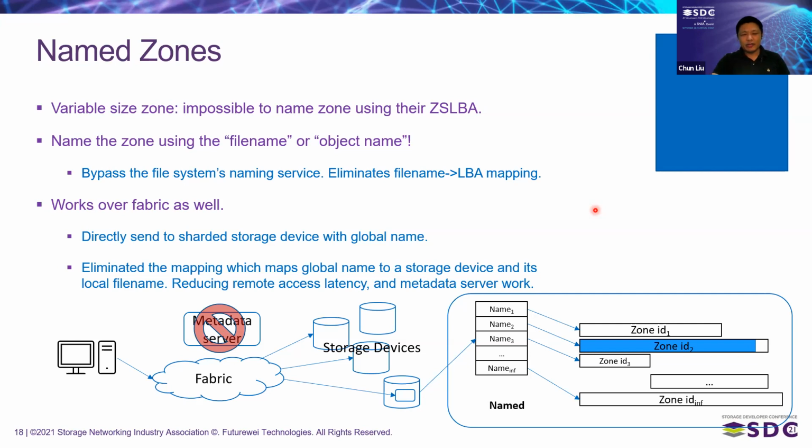In a distributed environment, we can choose a global name as a name for zones. This will eliminate the mapping which maps global names to a storage device and its local name. The client can directly send the global name to sharded storage devices. Doing so reduces remote access latency, as well as the work performed by the metadata server. There's more scalability.